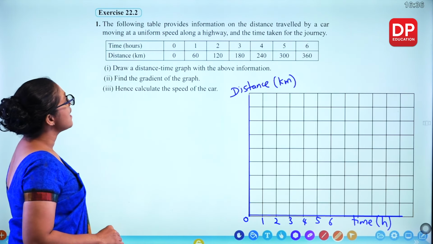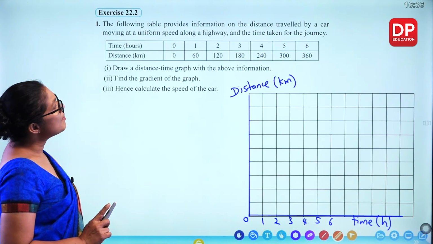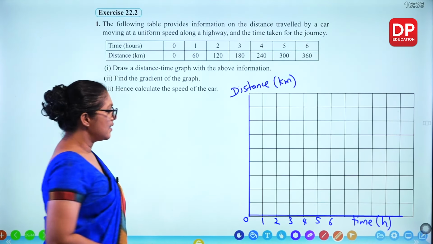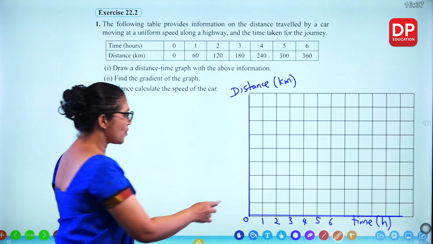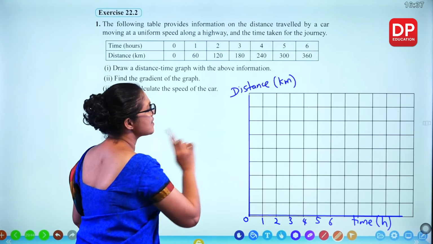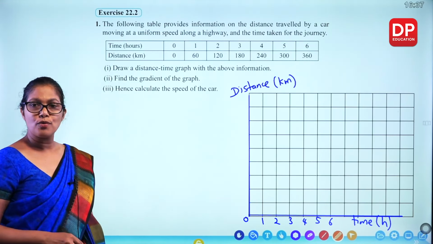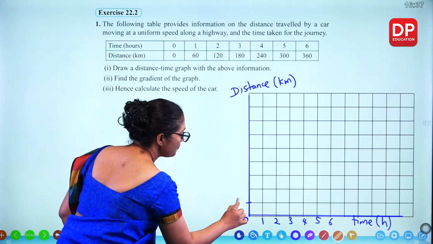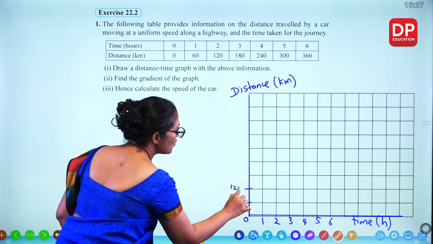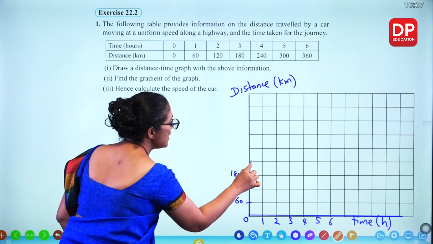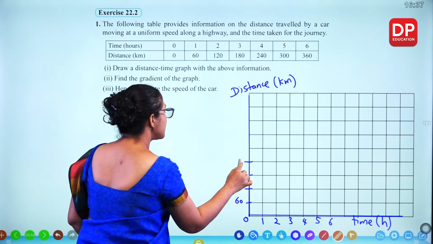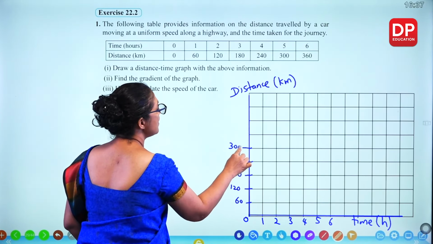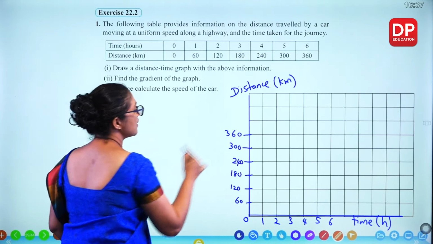And what about the other side? 0 to maximum is 360. So we need to divide this by how many squares we have: 1, 2, 3, 4, 5, 6. So we'll take 60 for 1 square. 60, 120, 180. When you add 60, 240, and then 300, 360.